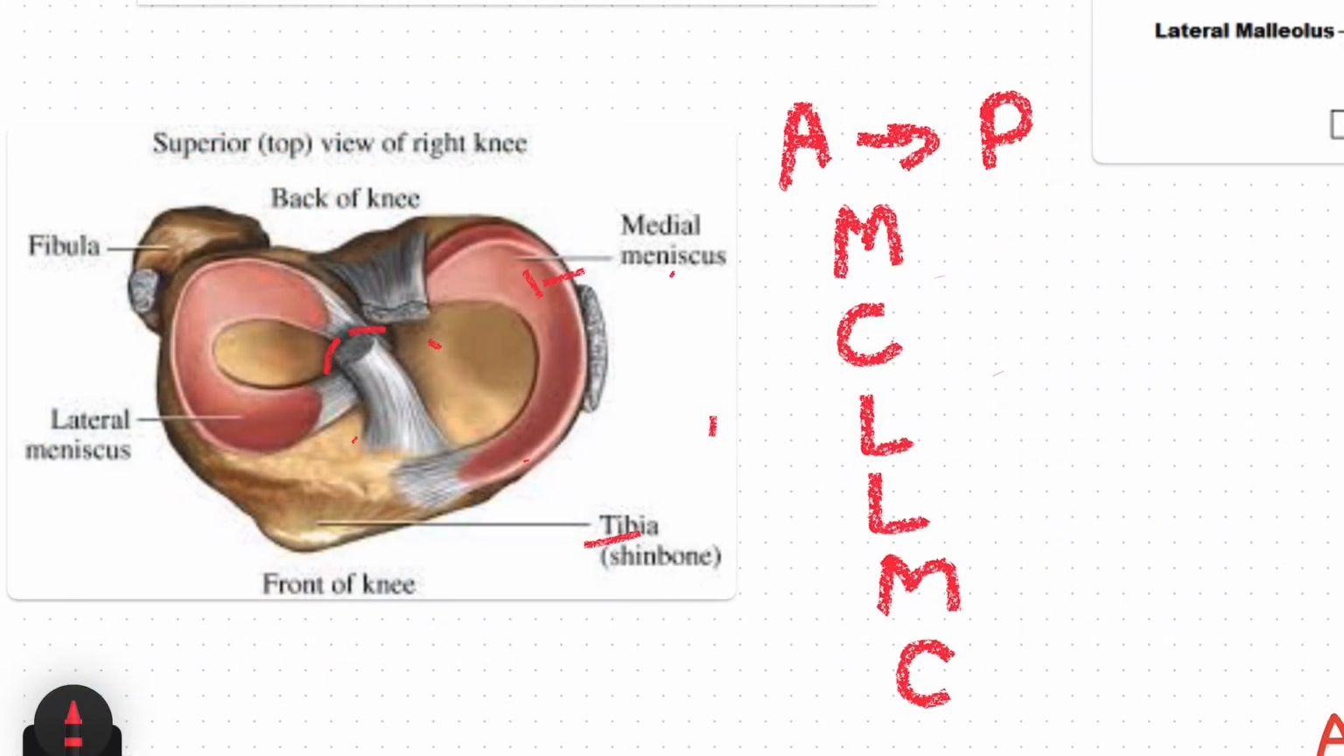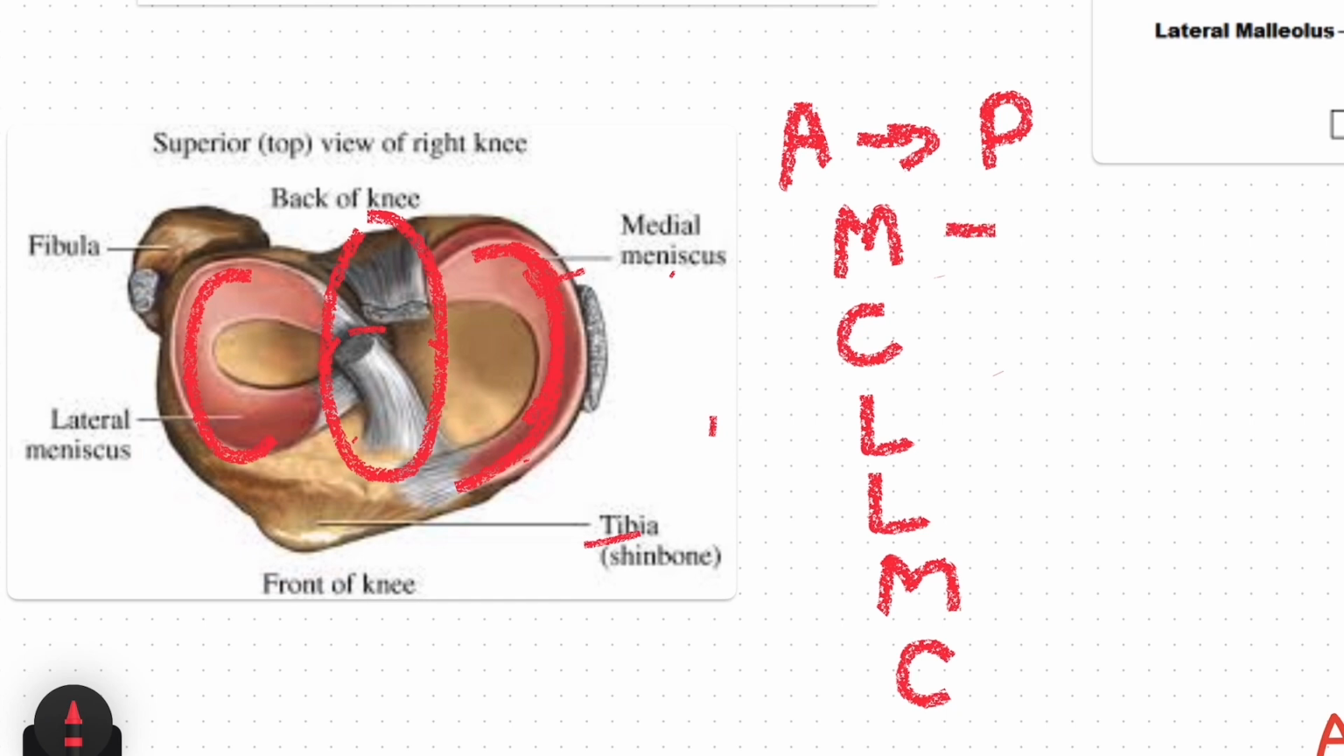Now what are the attachments on the superior surface of condyles of tibia? So the peripheral margin of condyles of tibia is articular and it provides attachment to the medial meniscus and the lateral meniscus, and the central area is known as the intercondylar area. So this intercondylar area gives attachment from anterior to posterior.